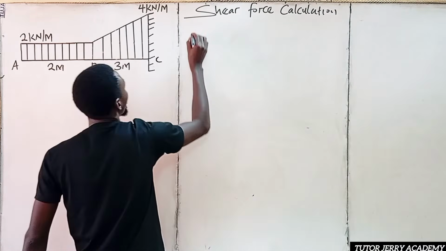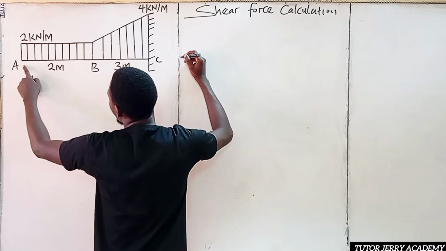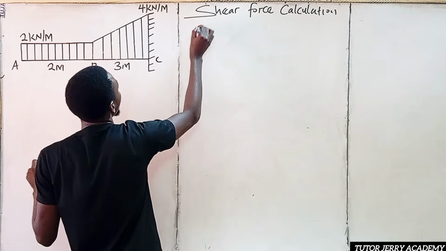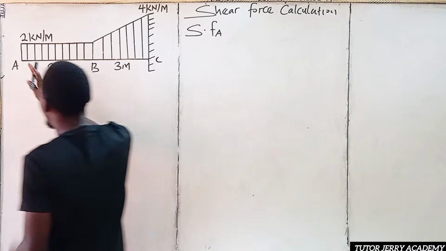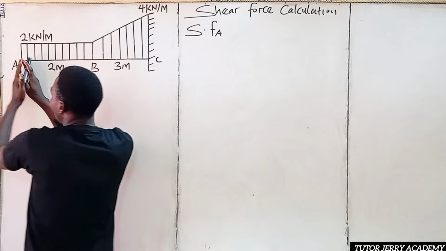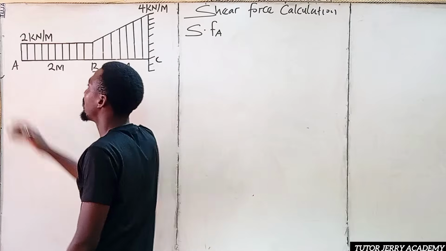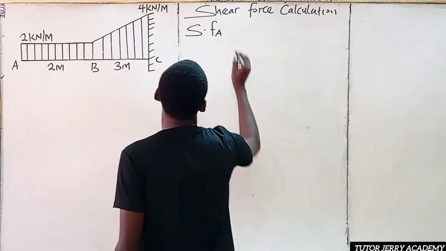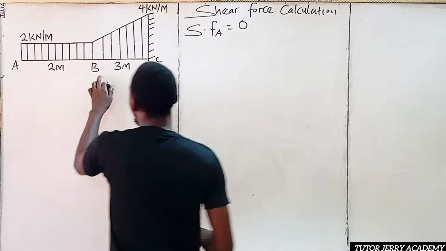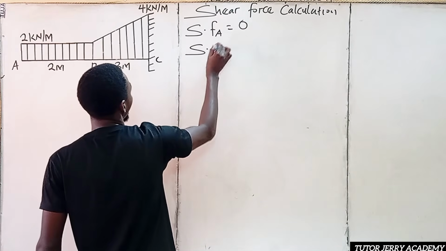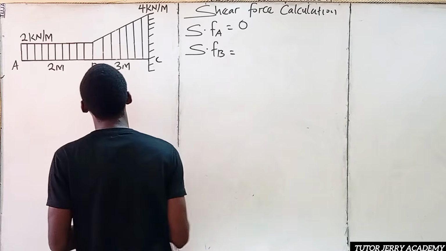All right. So we are going to be starting with the shear force at A. If we start at point A, we look to our left. If you look at your left, we don't have any force. So it means that the shear force at point A is 0. Now let's look at the shear force at point B.